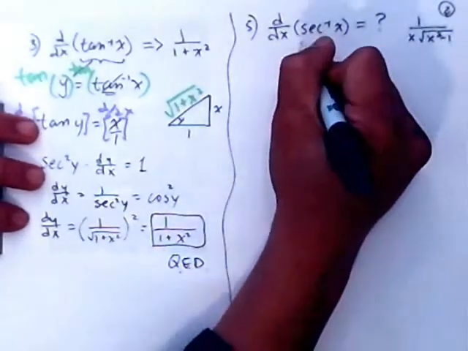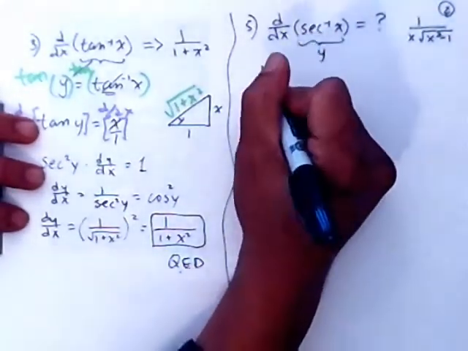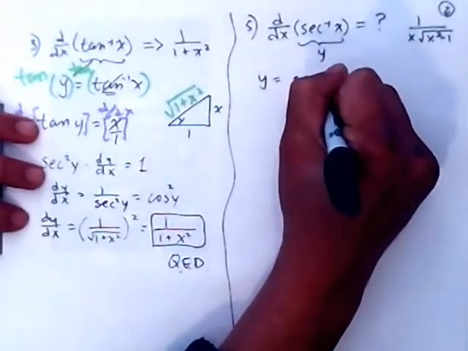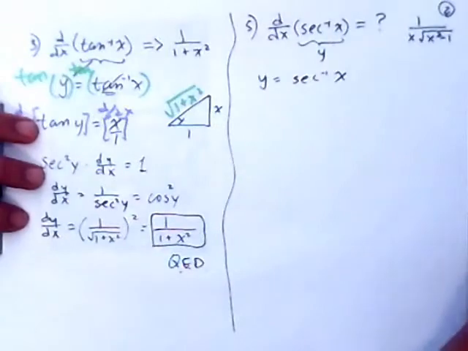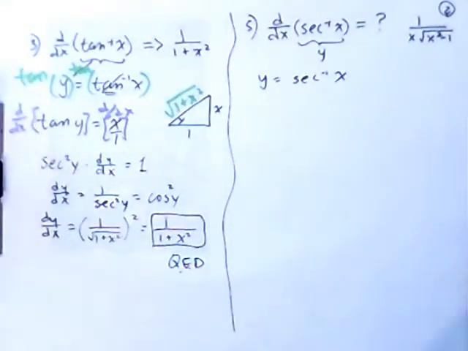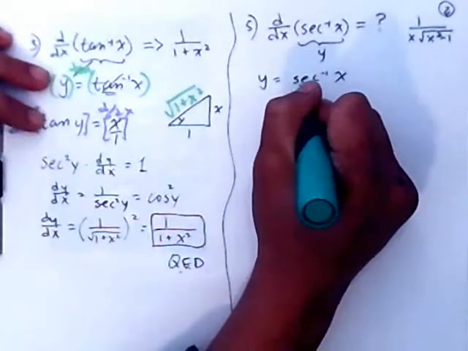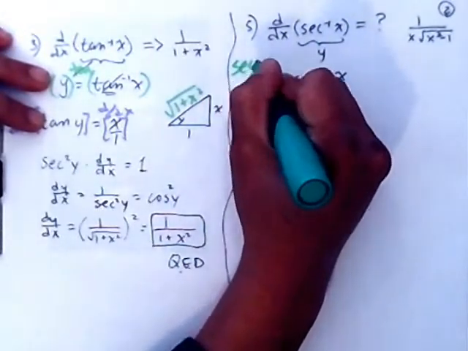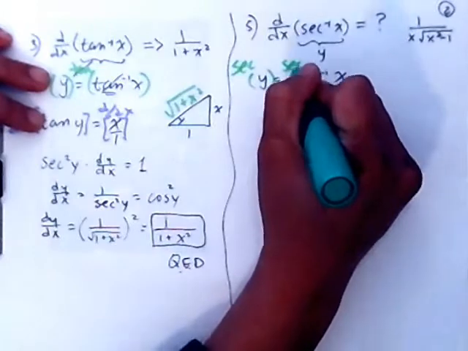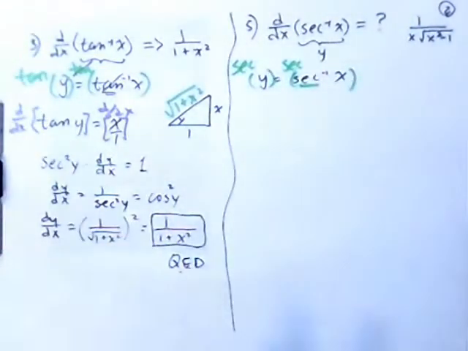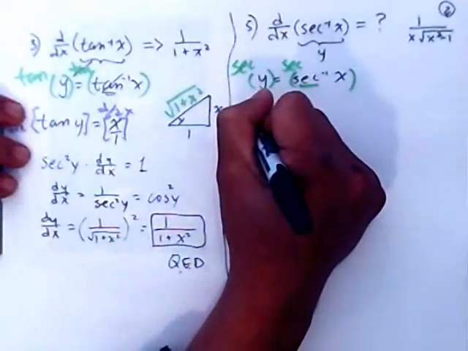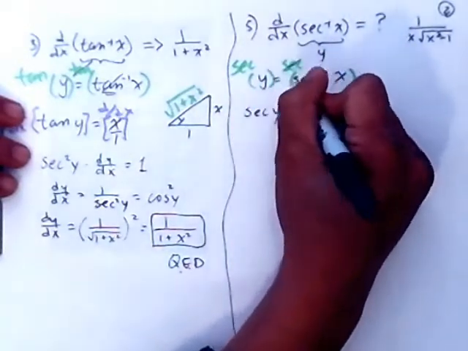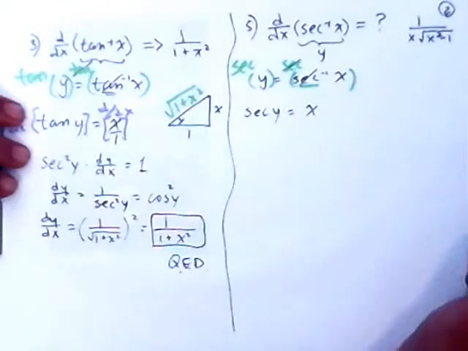Again, we do the same thing. We're going to call this y. So it becomes y is equal to the secant inverse of x. We do the same thing, just like what we did here. Since this is the secant inverse function, we take the secant of both sides, the left side and the right side. You end up with the secant of y is equal to x, because the secant and the secant inverse cancel.